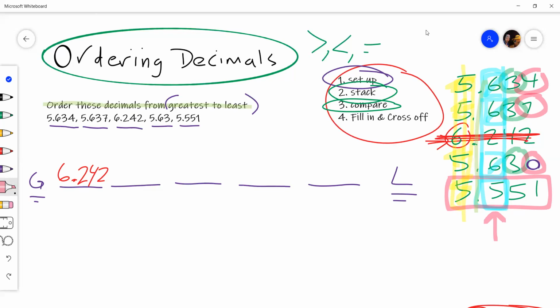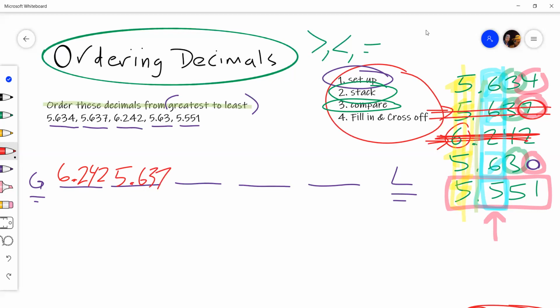I'm looking for the largest value. And what I see is the largest is going to be right here because 7 thousandths is more than 4 thousandths or 0 thousandths. So that's my next largest number. So that's going to be 5 and 637 thousandths. So now that one's done.